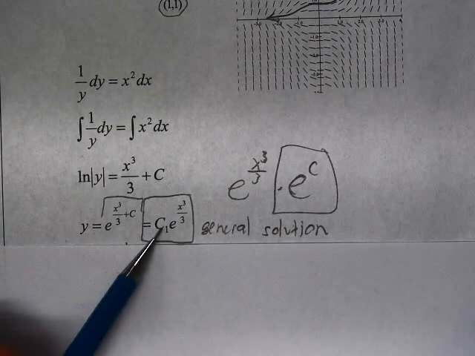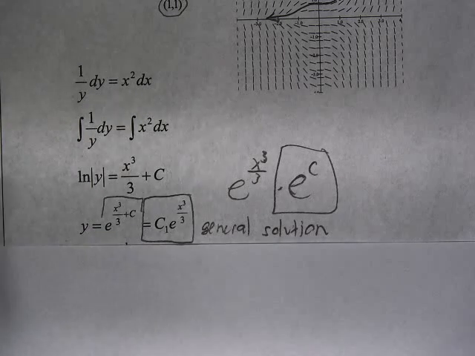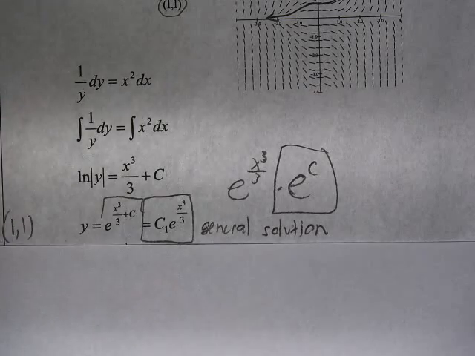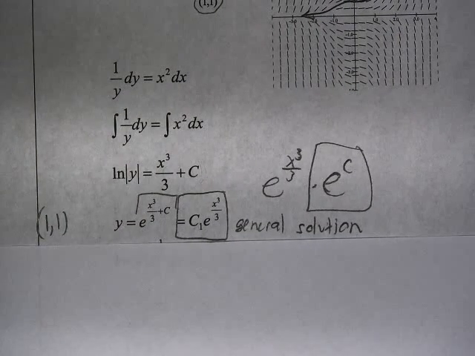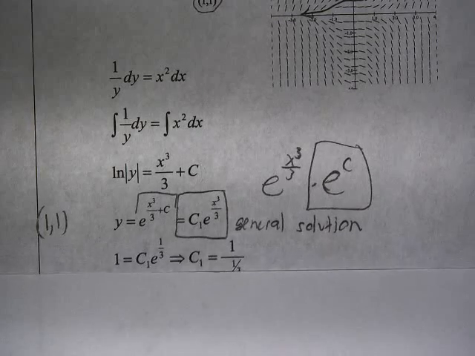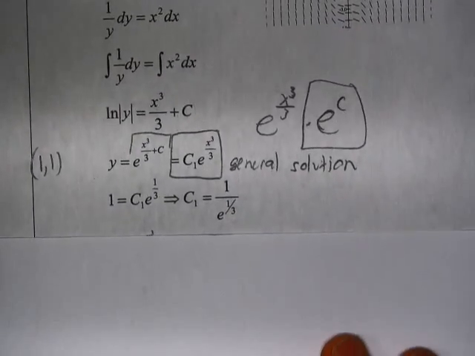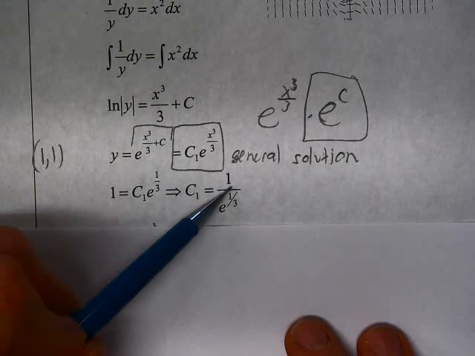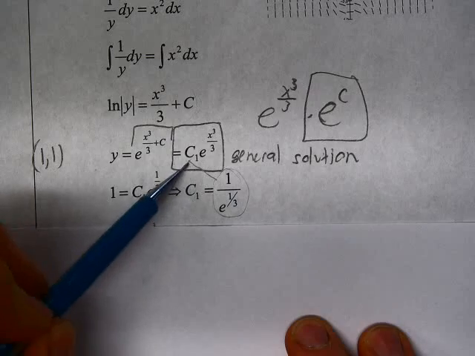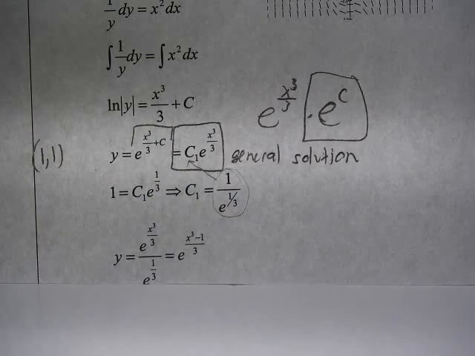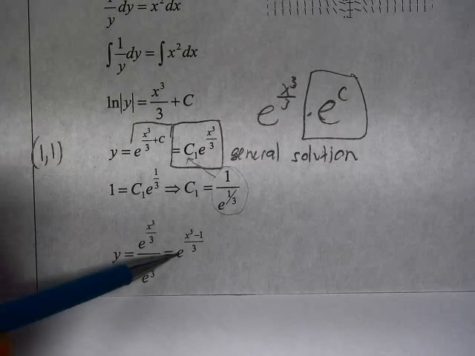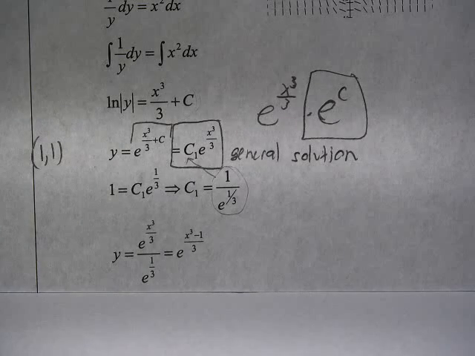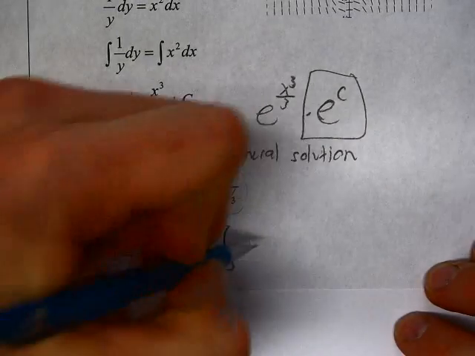So I need to find this c value, and to do that I'm going to plug in my initial conditions, x equals 1, y equals 1, that I was given in that point. I plug those in and I can solve for c, and I get 1 over e to the 1/3. I plug that 1 over e to the 1/3 back in for this c sub 1 and simplify, and I get y equals e to the (x cubed minus 1) over 3. This is my particular solution.